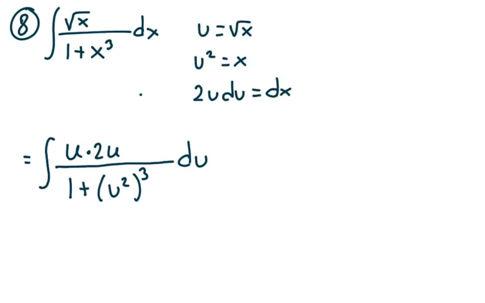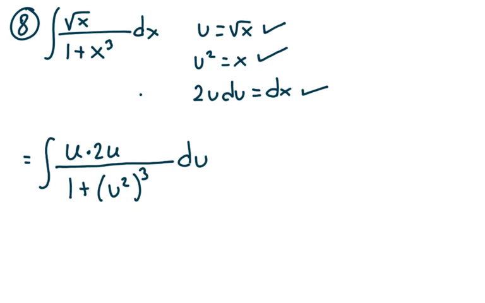Number 8. Suppose I have the integral of square root of x over 1 plus x cubed dx. This is a great question, okay? And it's real important to get rid of that radical. So I'm going to let u equal square root of x, square both sides, and I get u squared equals x. 2u du is equal to dx, right?